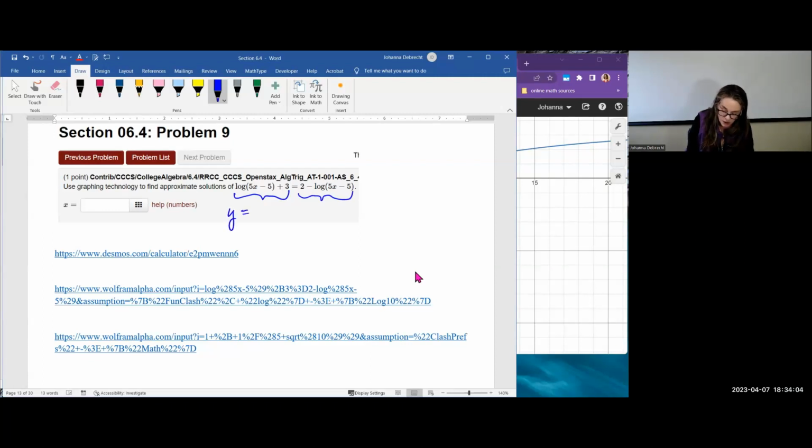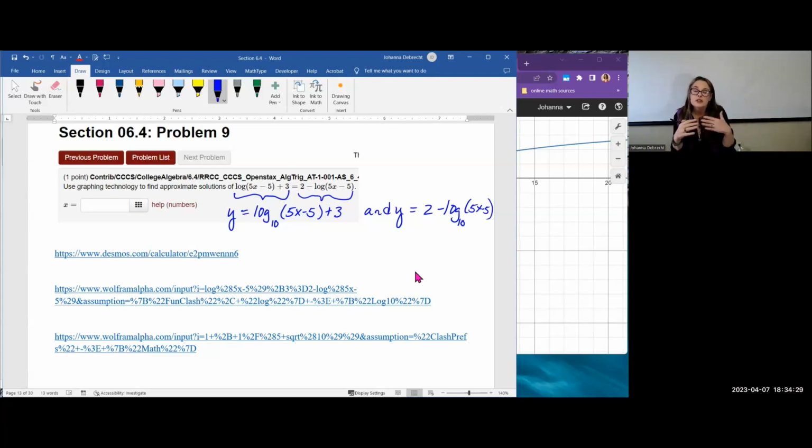In other words, y equals log, base must be 10 because they wrote log without a base, of 5x minus 5 plus 3, and the graph of y equals 2 minus log, base again must be 10, of 5x minus 5 again. I'm looking for the place where these two curves cross each other. Where are they at the same place at the same time? What ordered pair do they have in common? What's the point of intersection?